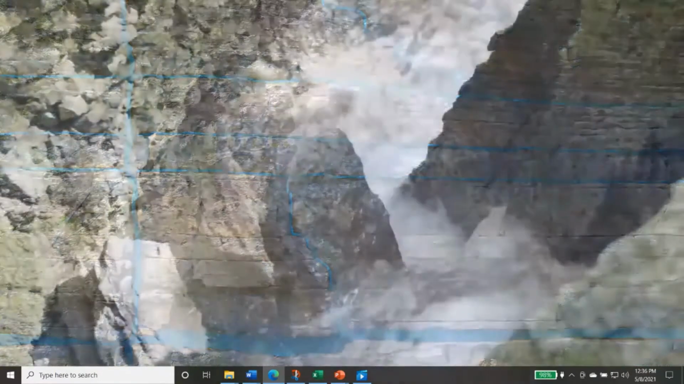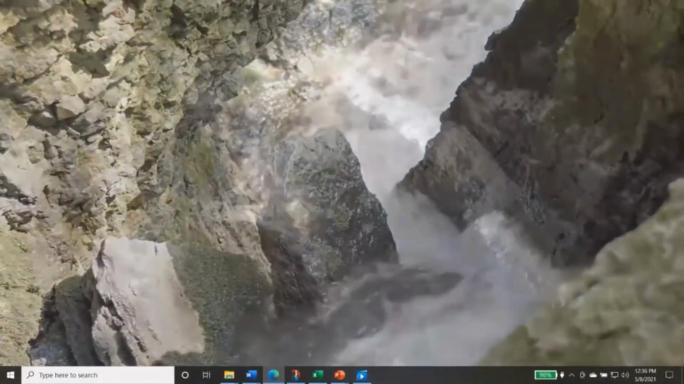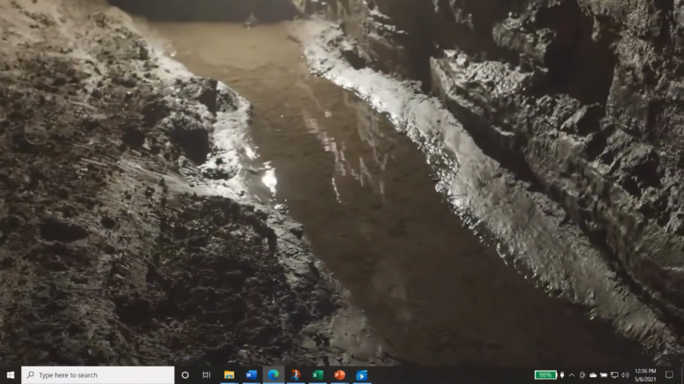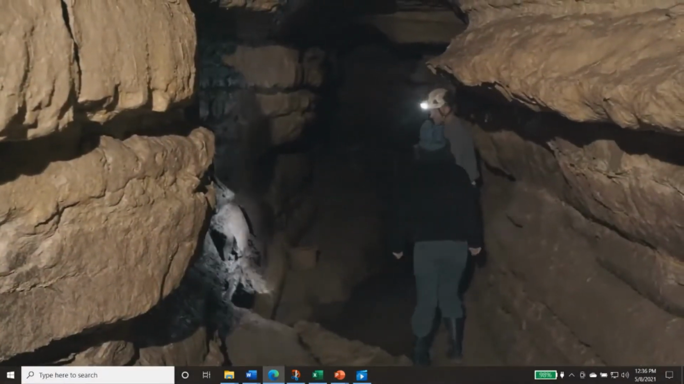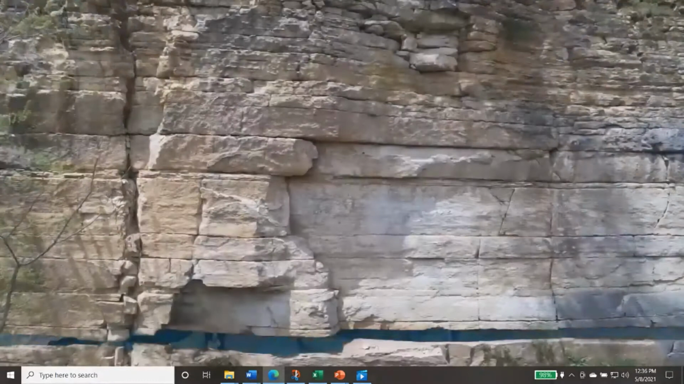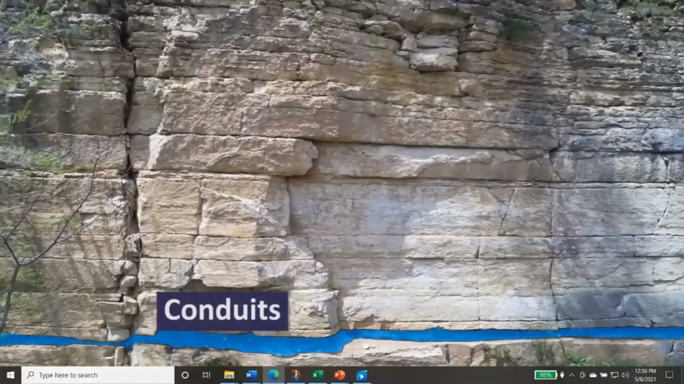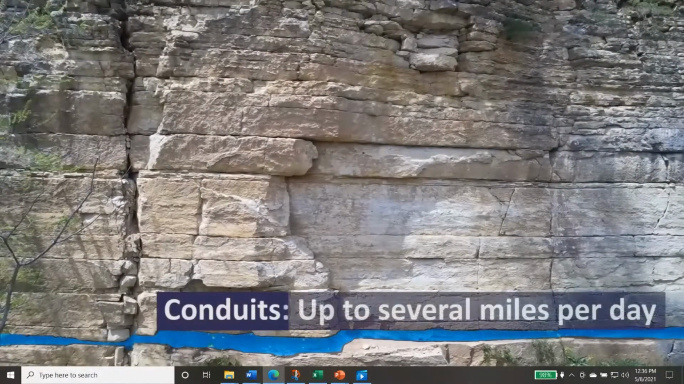Conduits are similar to underground pipes that move water rapidly. In southeast Minnesota, conduits large enough to walk through are found at Mystery Cave, Niagara Cave, and many other cave systems. Groundwater traveling through conduit networks can move extremely fast at a rate of several miles per day.